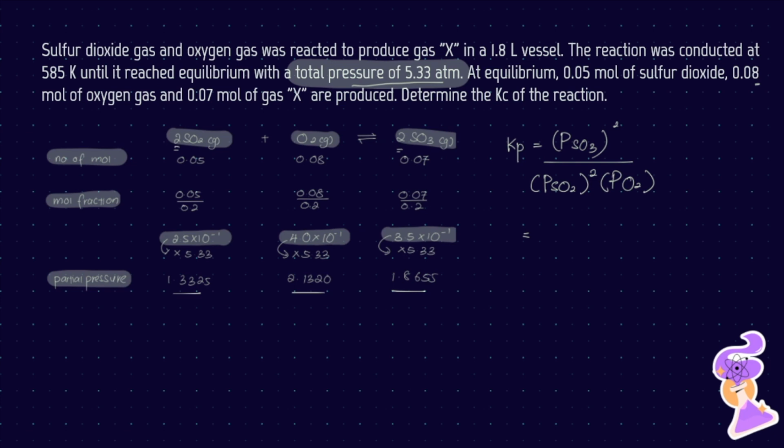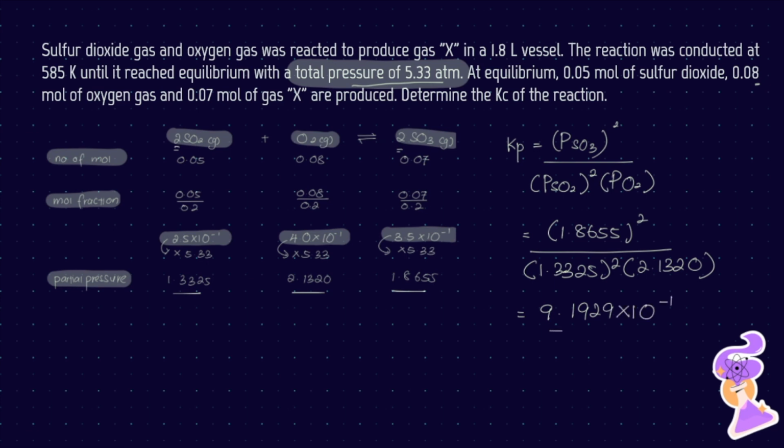So SO3 is equivalent to 1.8655 to the power of 2, divided by 1.3325 to the power of 2, and then times 2.1320, right? So you will get your Kp equivalent to 9.1929 times 10 to the power of negative 1. So this is your Kp.